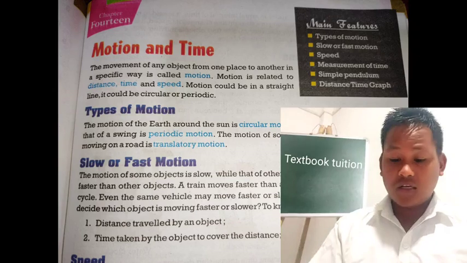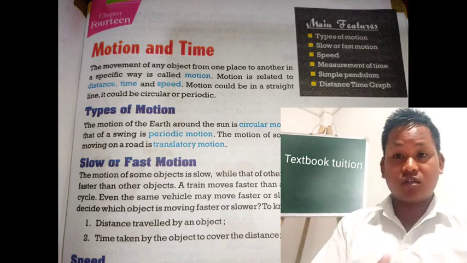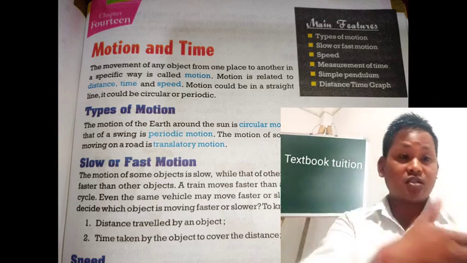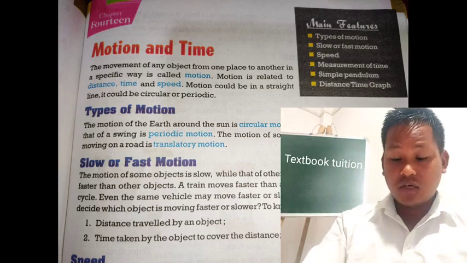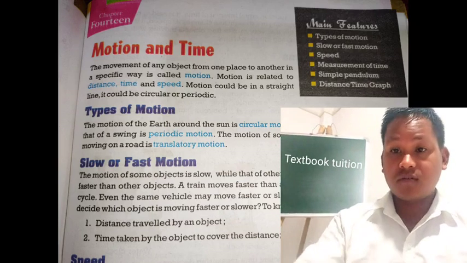Or the cars moving on the road. Cars move on the road. Sometimes cars also run towards a left turn, right turn, or straight. Those are the types of motion.